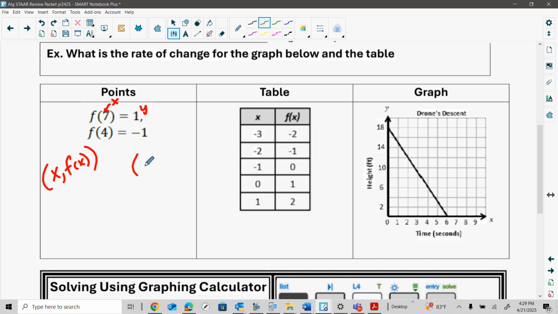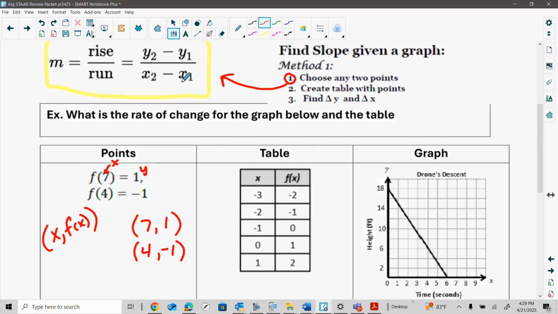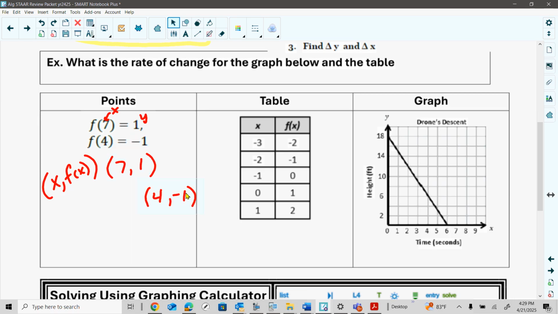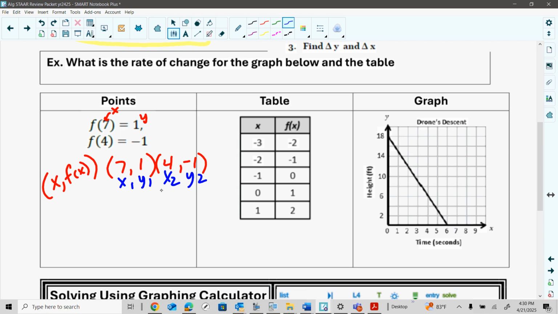So these are ordered pairs: 7 comma 1 and 4 comma negative 1. Then I can use the formula y2 minus y1 over x2 minus x1. I probably should have stacked it differently, so I will do that right now. Normally we show these side by side, like so. The first ordered pair is x1, y1, and the second ordered pair is x2, y2. So we're just plugging into the formula. This would be negative 1 minus 1 over 4 minus 7, and we can simplify.